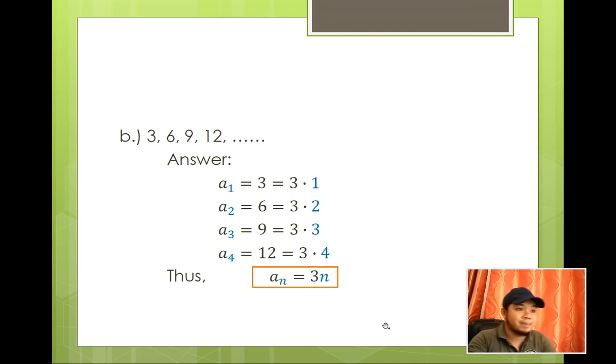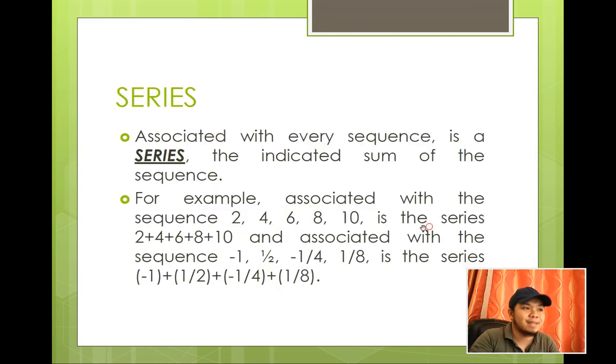Another. Ayan. 3, 6, 9, 12. So, ano magiging sagot? So, a sub 1 is equal to 3. So, ano yung mga factors niya? So, 3 times 1, 3. a sub 2, ganun din. Is equal to 6. So, 3 times 2, 6. So, commonalities niya ay 3. And so on. So, ang magiging sequence natin is a sub n is equal to 3n. Kasi yun na found out natin eh. Diba? Commonalities niya 3. Then, lahat ng isa-substitute dito kay n, yun yung magiging sagot niya.